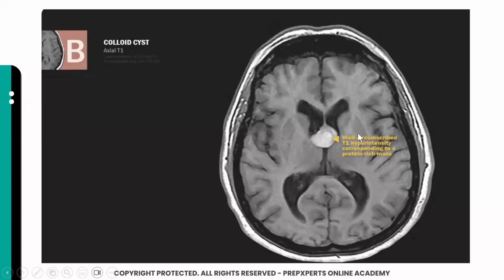Okay, then we have colloid cyst, which is a well-circumscribed T1 hyperintensity, which is actually due to a protein-rich mass. So colloid cysts are basically, you can say, a protein lesion. Proteins are T1 hyperintense. So this is your colloid cyst.